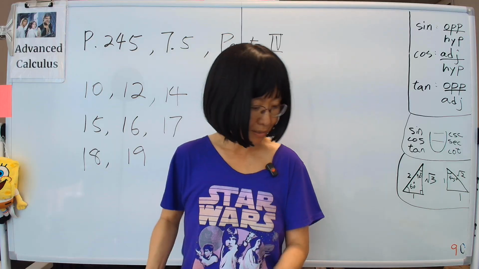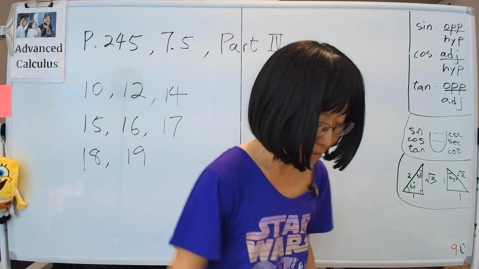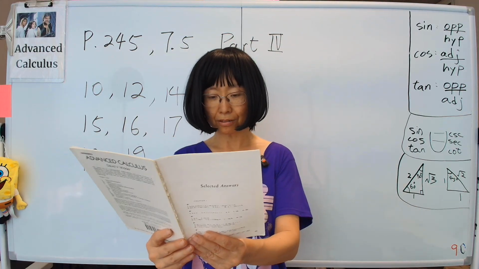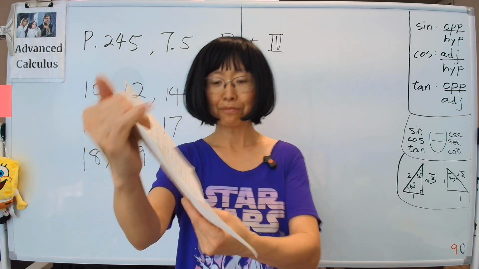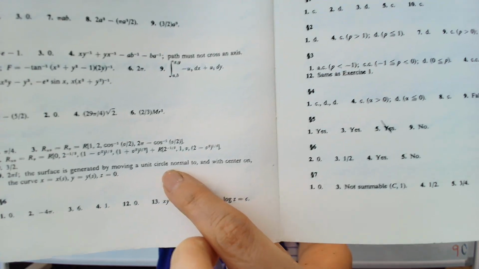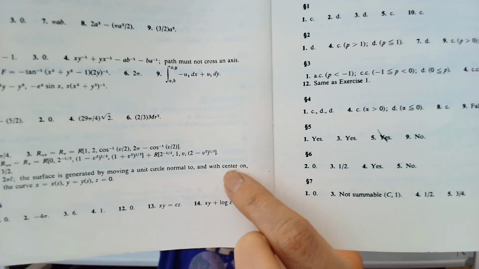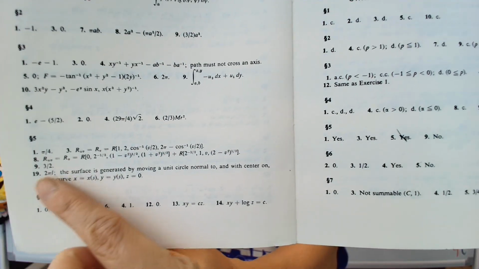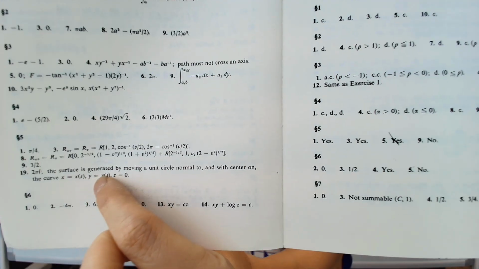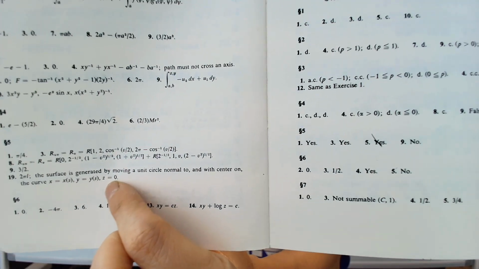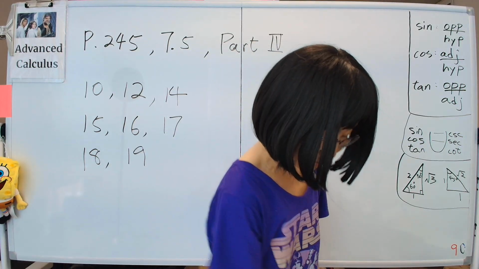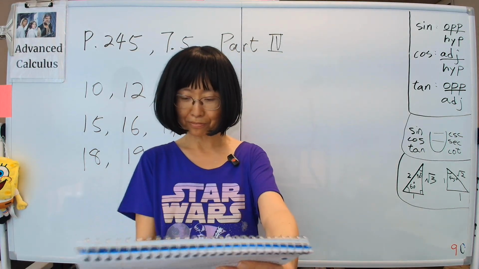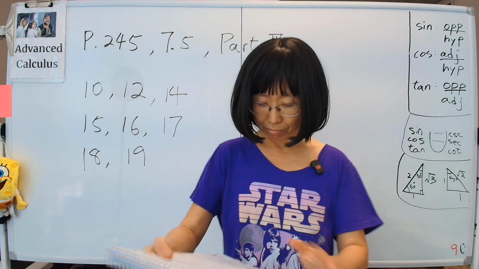And then the next part the book says is that it is not just a circle, but a unit circle that is normal to and with center on... Okay, read this carefully. Unit circle normal to and with center on the curve x equal to x of s and y equal to y of s, and where z is 0. So that is what I'm trying to prove here. And we'll prove everything the book says.